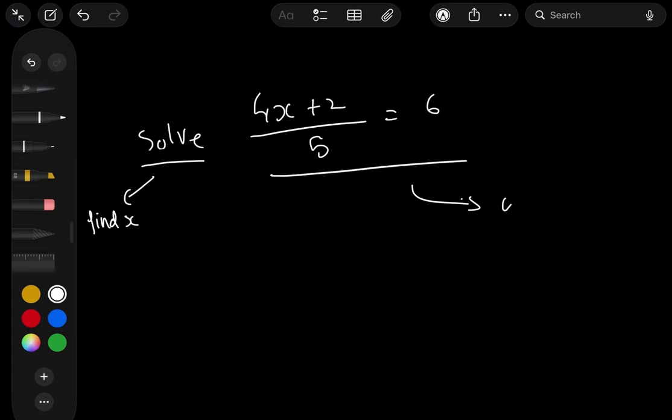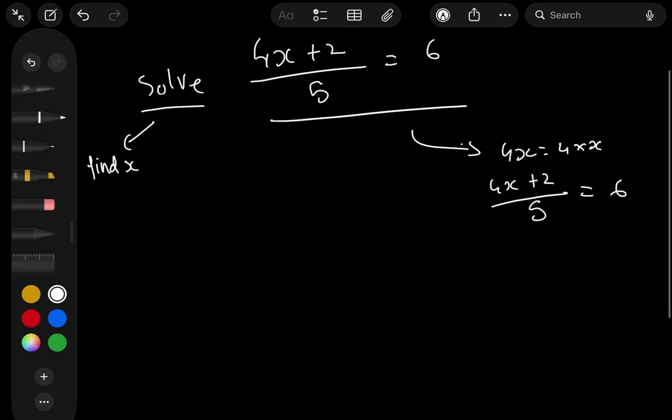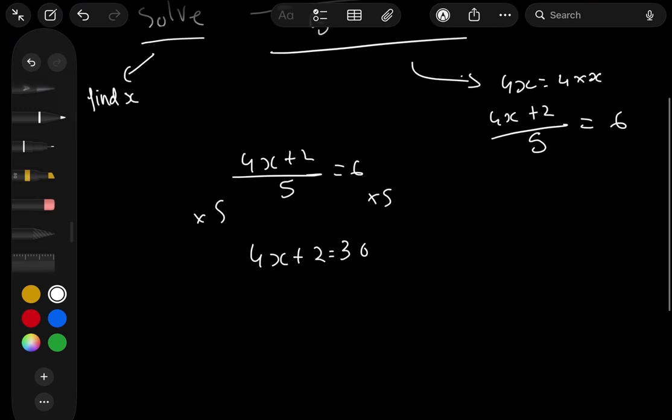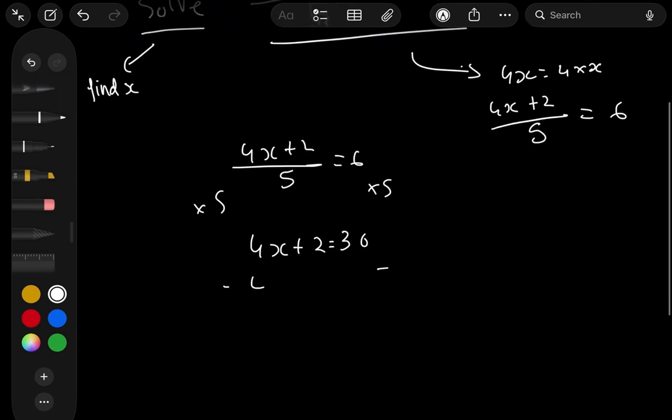So it's written as 4x, equal to 4 times x. Then it's been added by 2, then it's been divided by 5, which gives us the answer, which is 6. So verbally, the opposite is the way to find x. So let's write this out. 4x plus 2 over 5 is equal to 6. So we times both sides by 5. 4x plus 2 is equal to 6 times 5, which is 30. Then we minus 2, which we've seen before. 4x is equal to 30 minus 2, which is 28, and divided by 4.